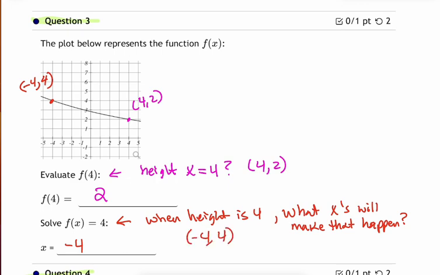So that one just is asking a slightly different version of the question. So if they say, what is f of 4? That's the x that's 4. If they say f of x equals 4, that's the y value, or the height, that is 4. Different things. Everyone okay with question 3?